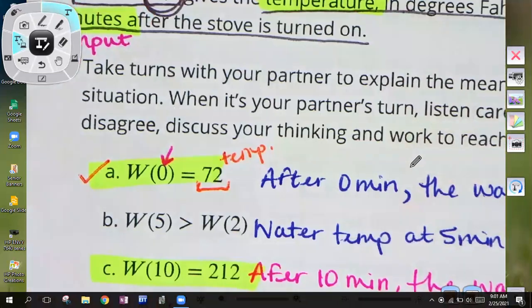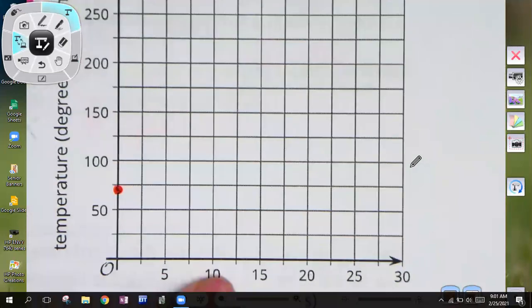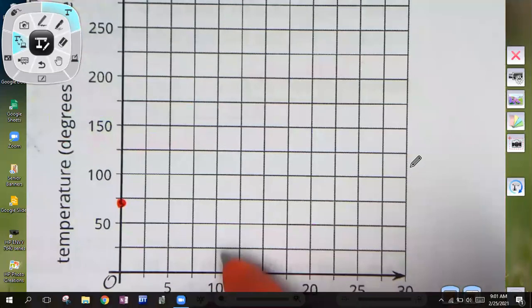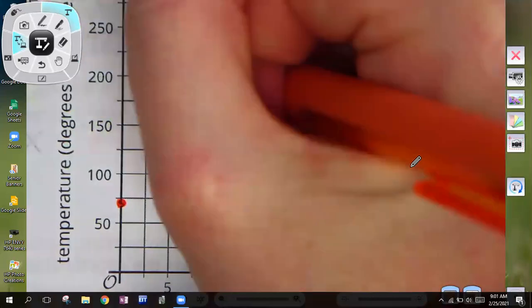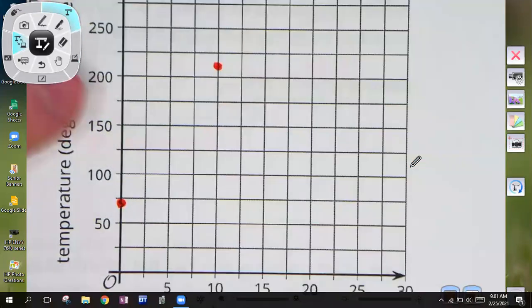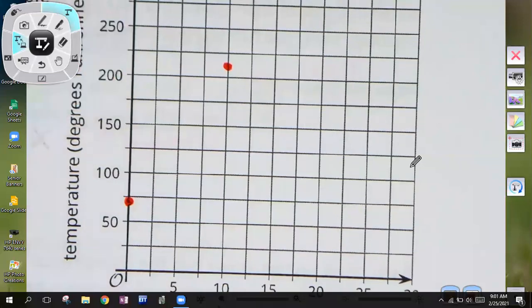Okay, next we have C. What's my input? 10. What's my output? 212. Okay, so I'm going to go up here to 200, and then 212 is just going to be halfway between 200 and that middle line, because 12 is halfway between, it's half of 25.